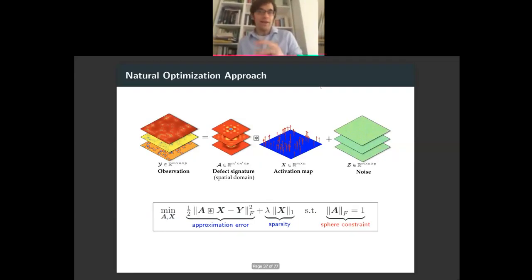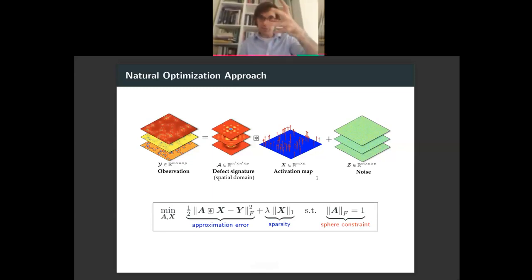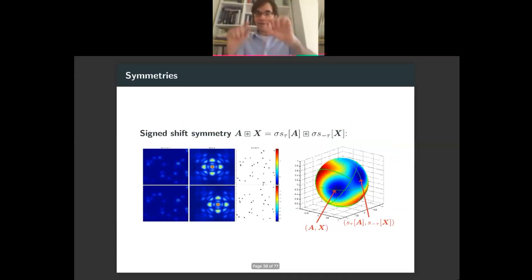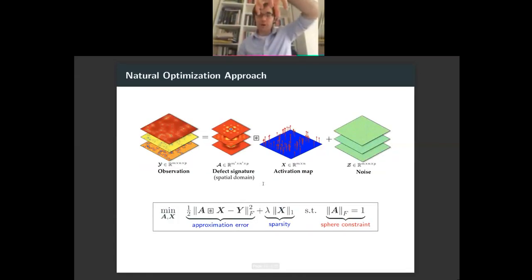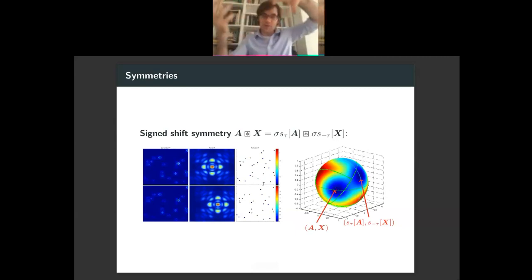Now, here again, we have a symmetry structure, but the symmetry structure is a little bit different from dictionary learning. Instead of a permutation symmetry, what I have here is a signed shift symmetry, in the sense that if I move the motif to the left and I move the spike to the right, they still convolve to produce the same signal. So instead of expecting local minimizers to be permutations of the truth, here I might expect local minimizers to be shifts or sign shifts of the truth.